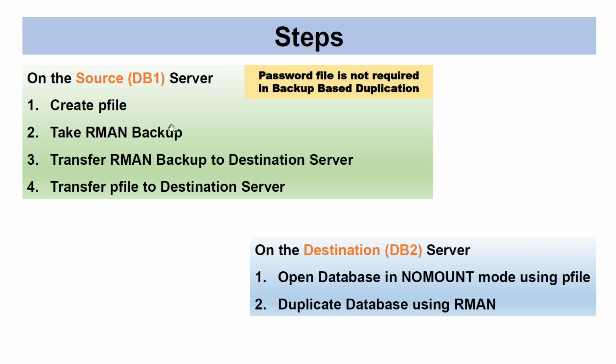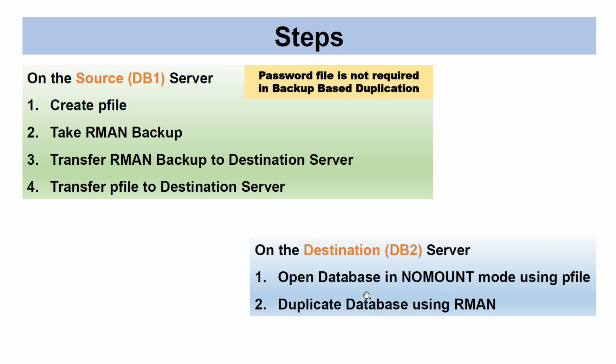These are the high level steps. On the source server, create a P file, take an RMAN backup, transfer the RMAN backup to the destination server, and transfer the P file to the destination server. On the destination server, open the database in nomount mode using the P file, then duplicate the database using RMAN. A password file is not required in backup based duplication. Let me explain these steps once again. On the source server, you will create the P file and take the RMAN backup. Once the P file and RMAN backup are taken, you will transfer the RMAN backup and P file to the destination server.